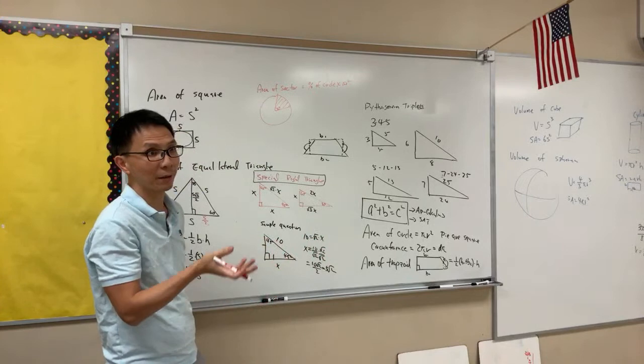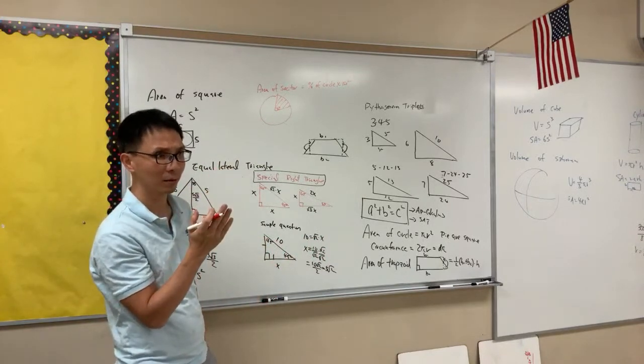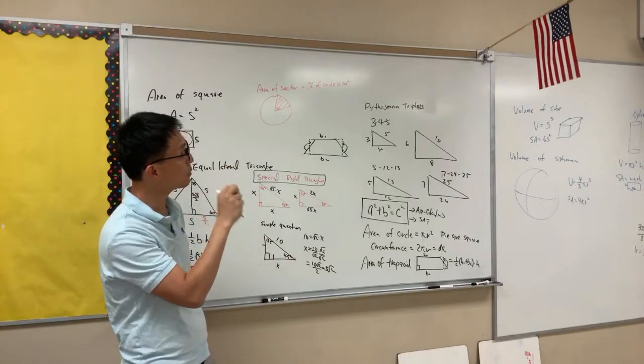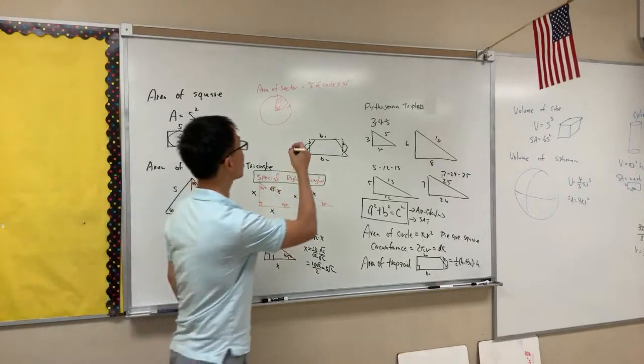Pi r squared is what? The area of a circle, right? So this question happens a lot. Area of a sector means the percentage of the circle multiplied by pi r squared, just the decimal. So in this case, what will it be?